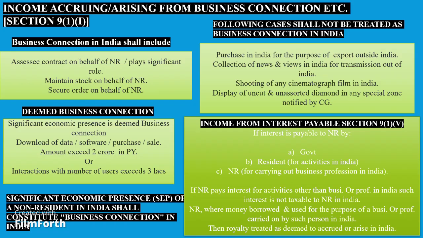4. In the case of a foreign company engaged in the business of mining of diamonds, no income shall be deemed to accrue or arise in India to it through or from the activities which are confined to the display of uncut and unassorted diamond in any special zone notified by the Central Government in the official gazette in this behalf.